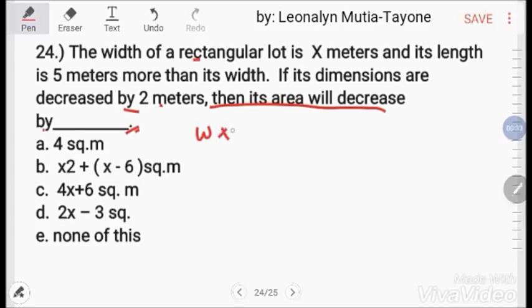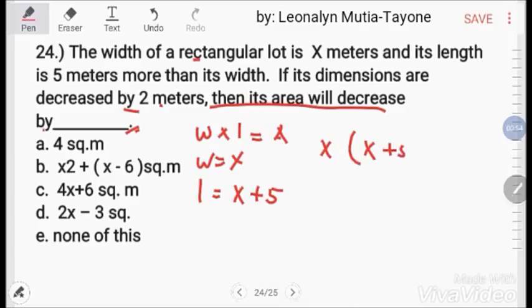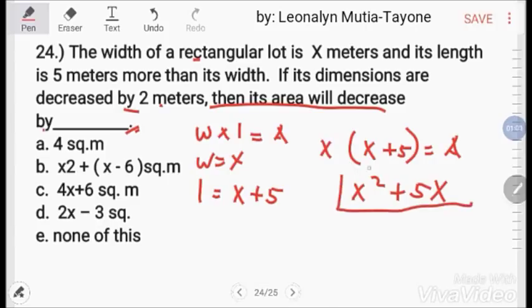So, width times length equals area. Ang width ay equals x. Ang length naman is 5 meters more than its width. So, si x times x plus 5 equals area. And this is x squared plus 5x. Ito yung area ng unang rectangle.